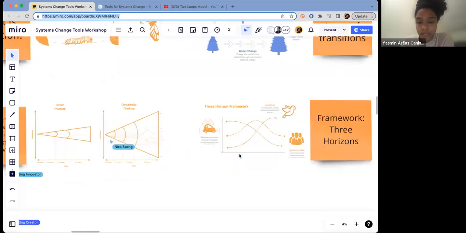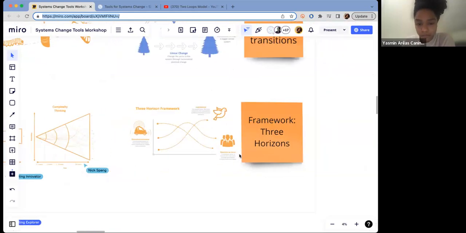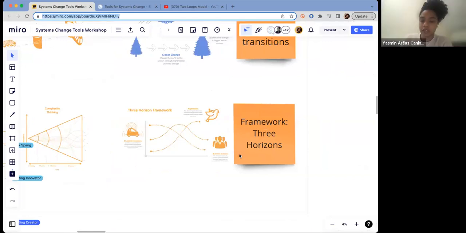And briefly, we touched upon the Three Horizons framework. That is one of the modules that we have at the SI network to talk about change in system, and how here we could identify the three voices of change.